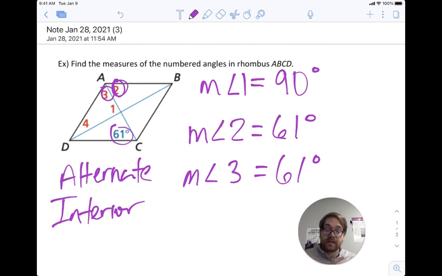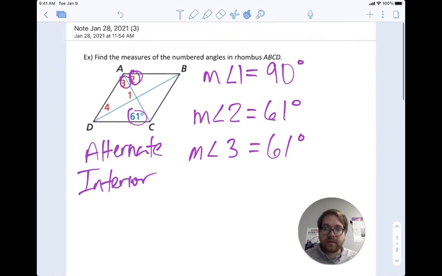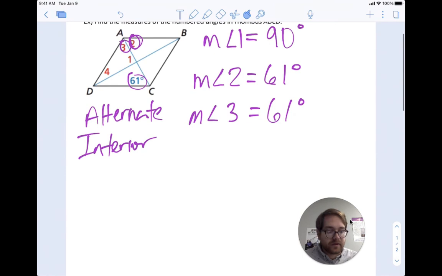So again, using the property that says that the diagonals bisect opposite angles, if I know that 2 is 61, I can also say that 3 is 61 because it would be the same. All right, now last is 4, and 4 requires a little bit more effort than the others.